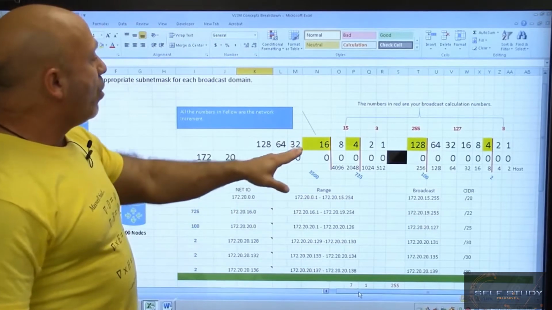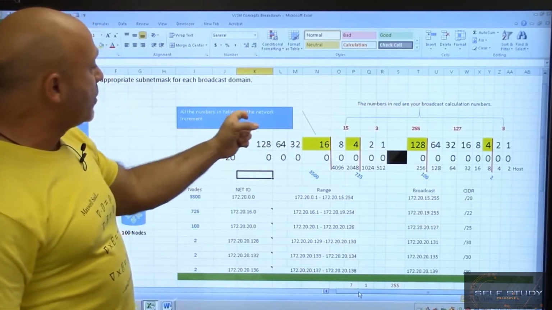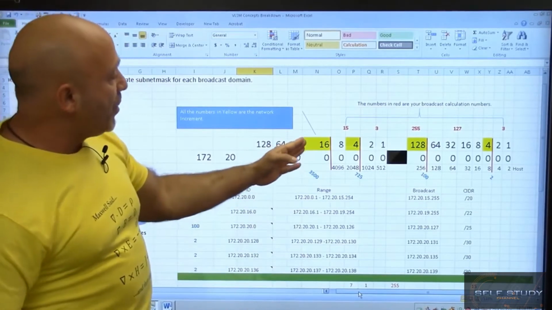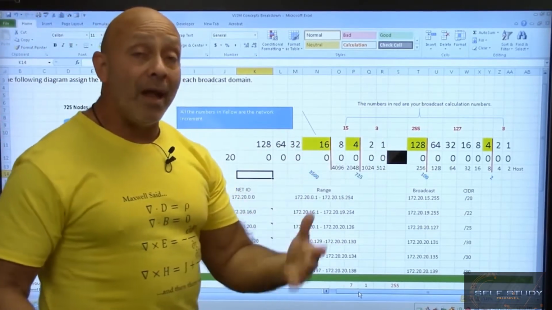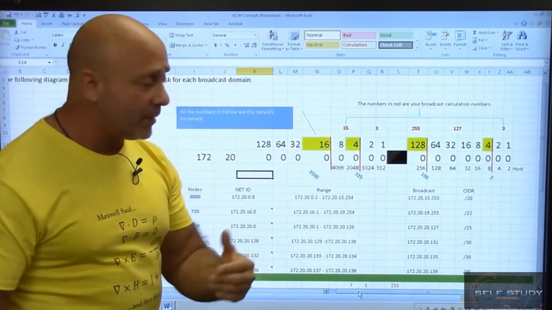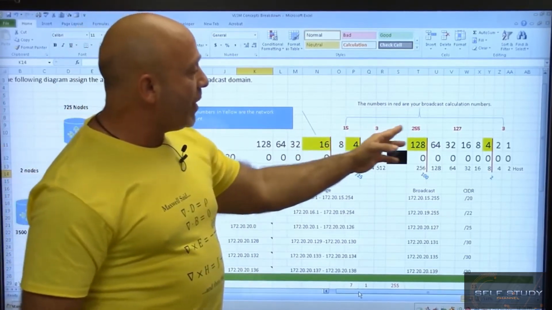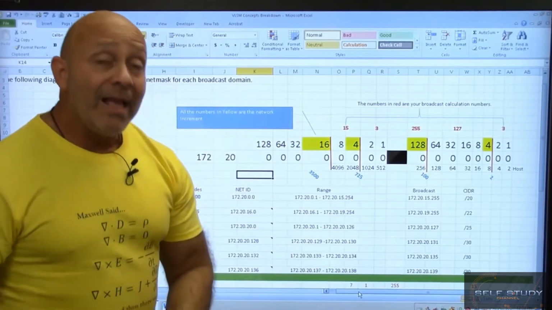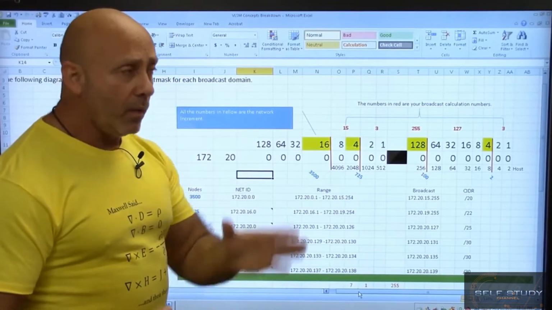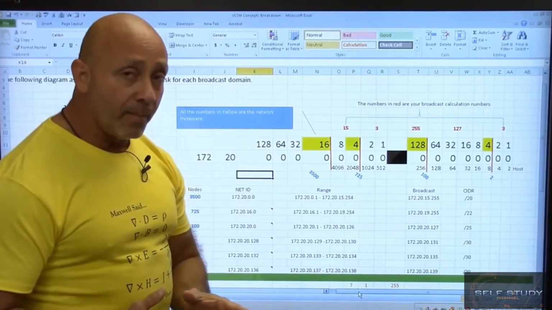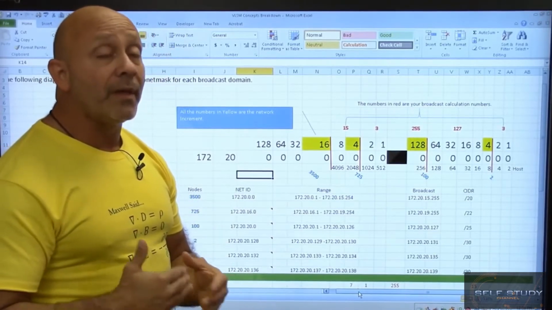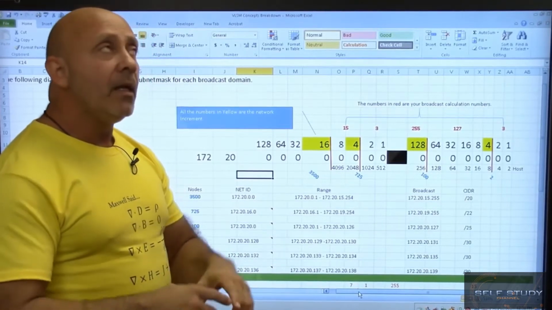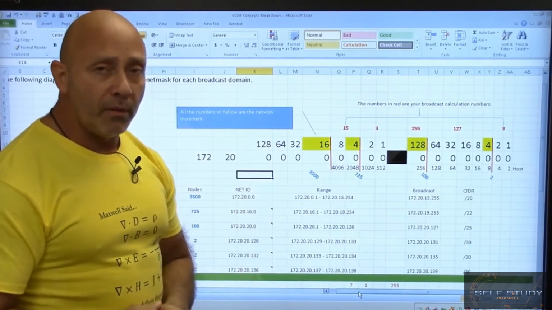All right. And the numbers in yellow, as it explains here, are the network increments. Because as we start drawing our lines, I put the numbers in yellow as your network increment. We'll check as I go, make sure there's no mistakes. And the numbers up here in red are used to calculate for broadcast. It's the same scenario when we explain the diagram, that the numbers to the right are used to calculate for broadcast. The sum of the numbers to the right will equal the number that you calculate for broadcast.